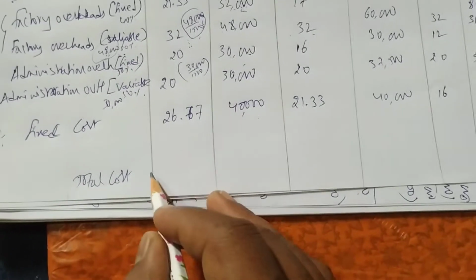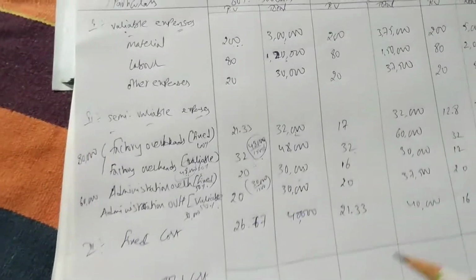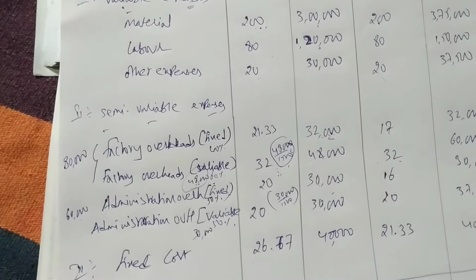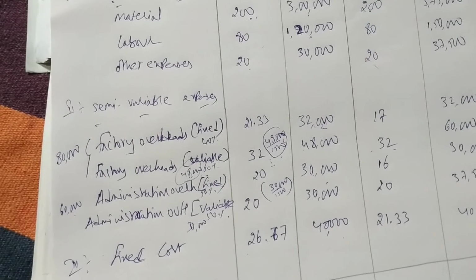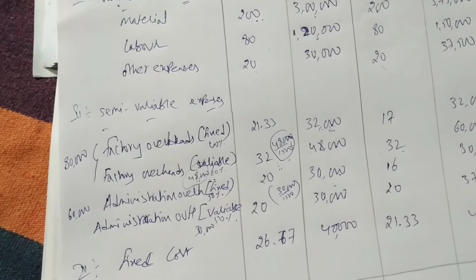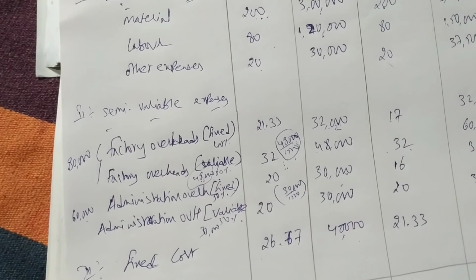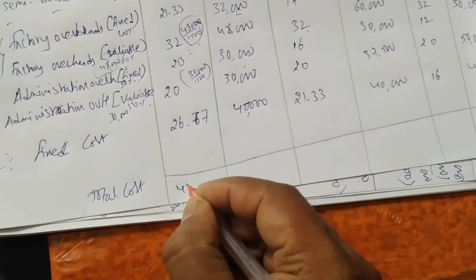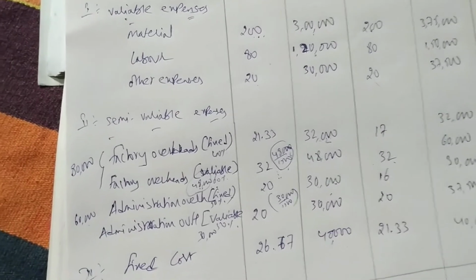Easy. Now we have to do totals. Do totals of fixed per unit and this total also. So we'll do the per unit total. 200 plus 80 plus 20, 300. 300 plus 21.33 plus 32 plus 20 plus 20, getting 420. So 420 is the total per unit. Next we have to do this total.